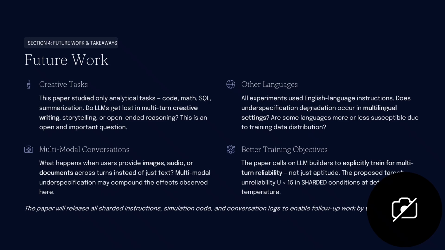Third, multimodal conversations. What happens when users share images or documents across turns instead of text? Likely worse. Fourth, better training objectives. The authors call on LLM builders to explicitly optimize for multi-turn reliability, targeting unreliability below 15 at default temperature. The paper will publicly release all sharded instructions and simulation code to enable follow-up work.